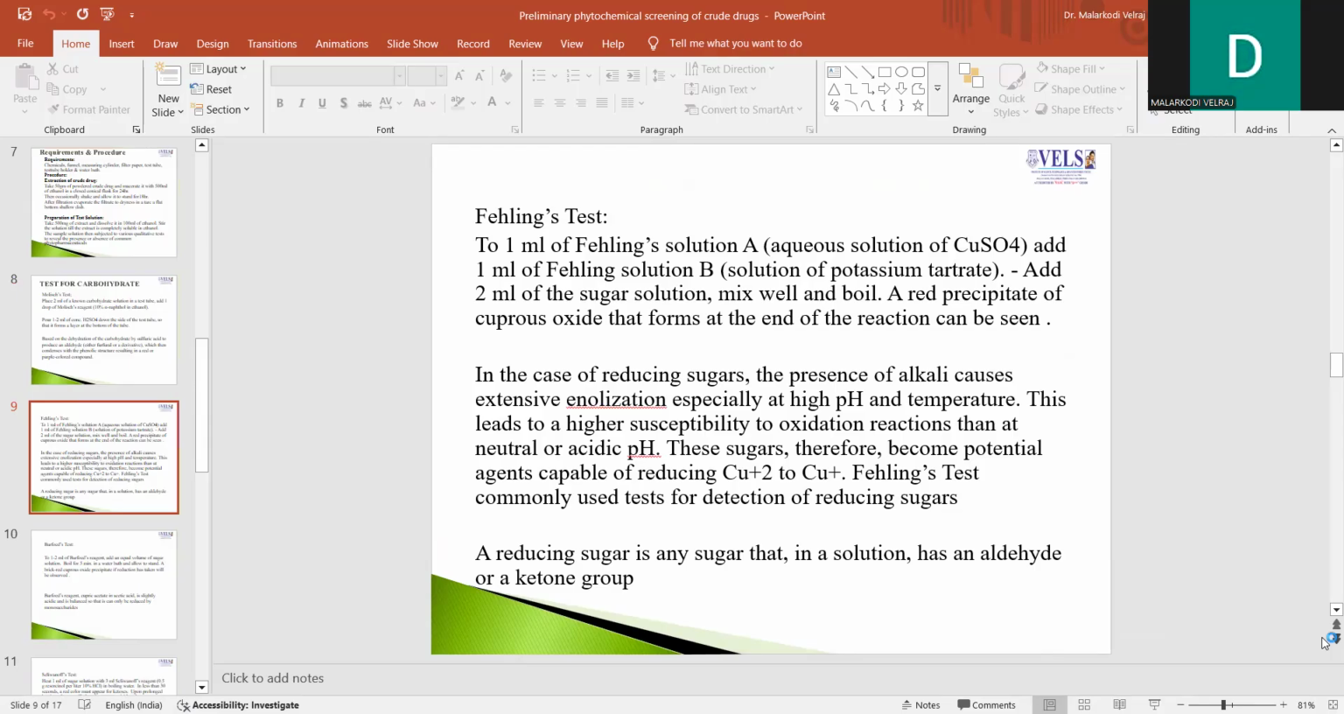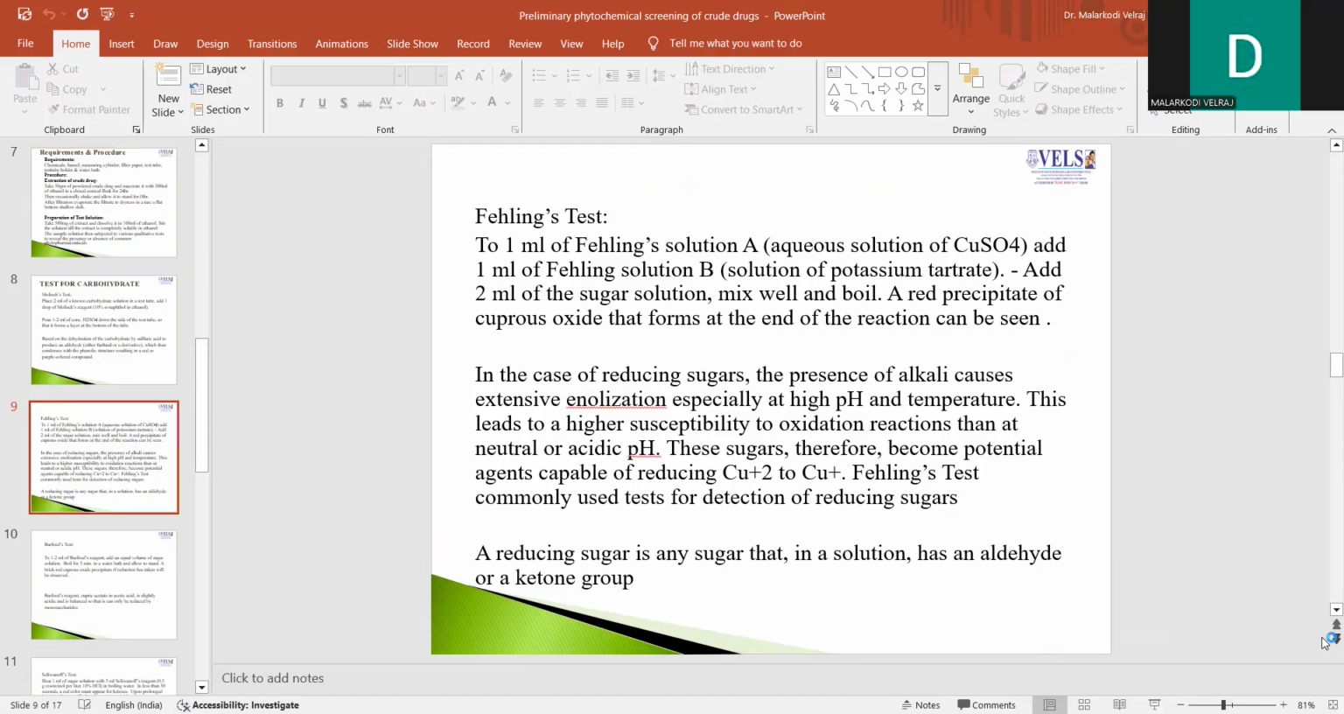A red precipitate of cuprous oxide that forms at the end of the reaction can be seen. In the case of reducing sugars, the presence of alkali causes extensive enolization, especially at high pH and temperature. This leads to a higher susceptibility to oxidation reaction than neutral or acidic pH.